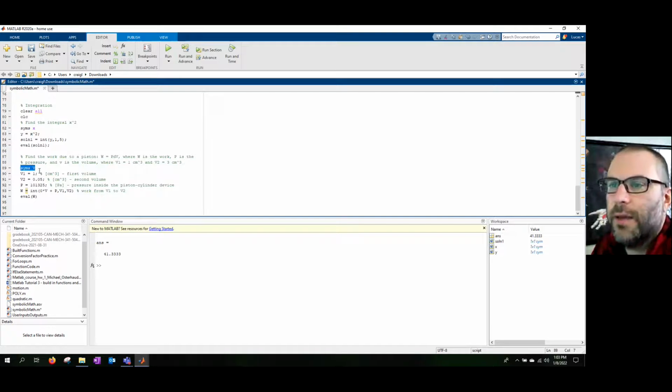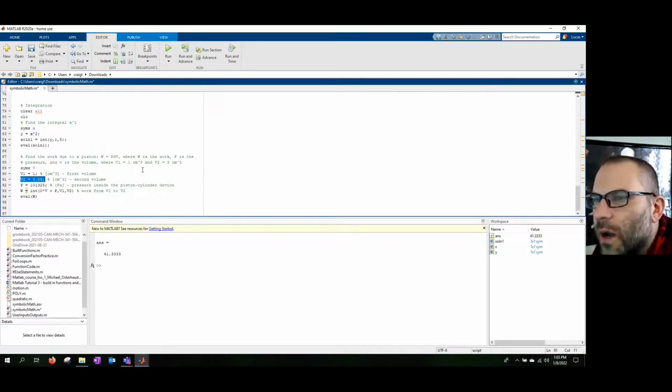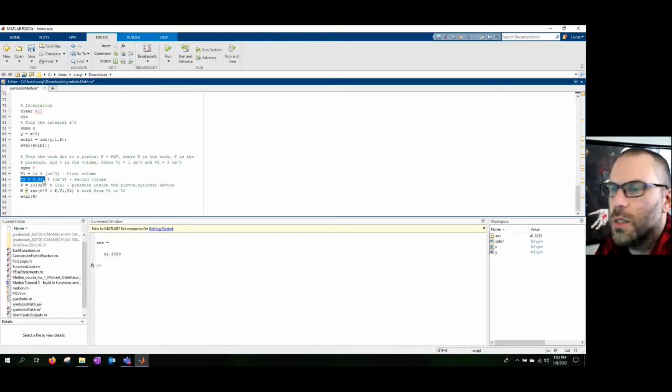Making a variable called syms V. My V1 is 1, V2 is 3. That's the first volume and the second volume. So initial volume is 1 cubic centimeter, second volume is 3 cubic centimeters. Let's assume the pressure is 101,325.